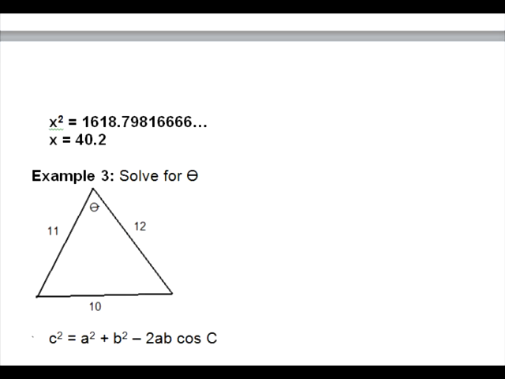Alright, now this one's a little bit difficult. Jake, which side, 10, 11, 12, is going to be the c? And it does make a difference. Okay, very good. It's going to be the 10. Jake, why is it going to be the 10? Very good, because it's across from your theta. So if this is your angle that you're looking for, which is your C, 10 is going to be across from that, so that's going to be little c.